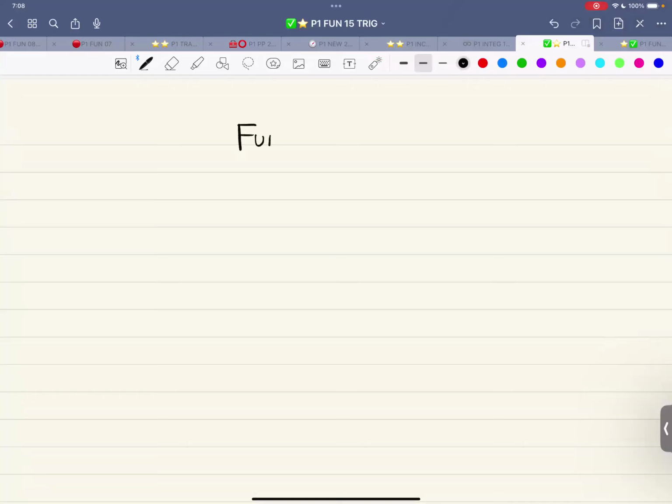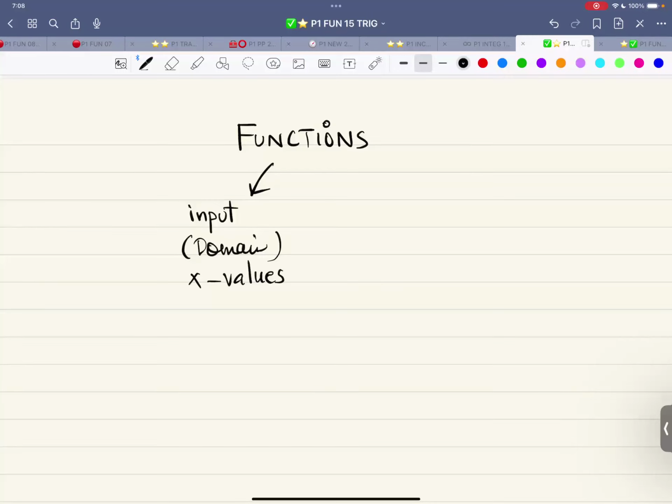So we have studied functions. And in functions, the input value, that is known as domain. These are the x values. The output, that is known as range. These are the y values, or you can say these are the f(x) values.